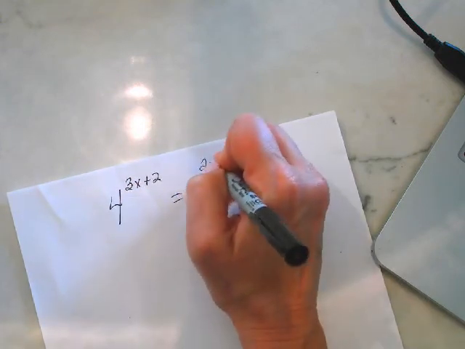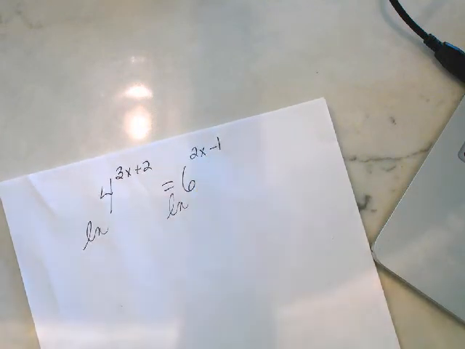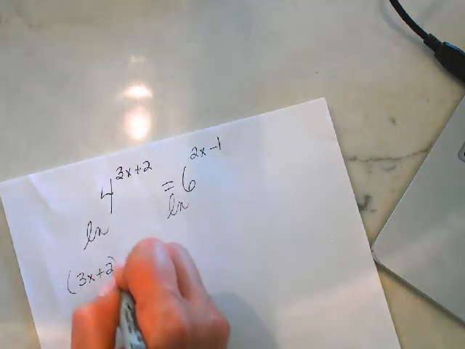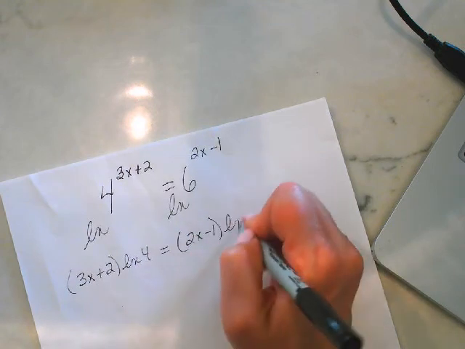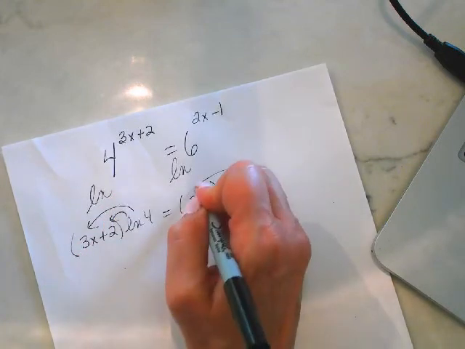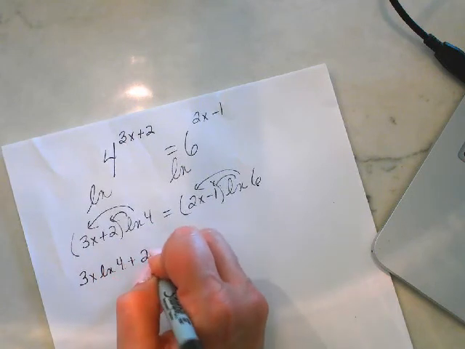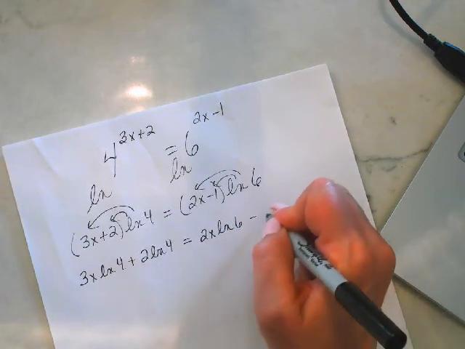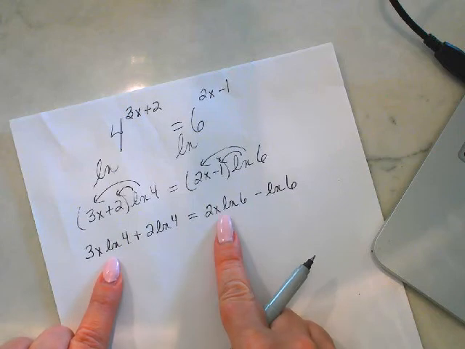4 to the 3x plus 2 equals 6 raised to the 2x minus 1. Okay, take the natural log, which is your ln, on both sides. Bring your exponent in front, so I'll get 3x plus 2 times the ln of 4 equals 2x minus 1 times the ln of 6. I'm going to distribute on both sides. 3x ln 4 plus 2 ln 4 equals 2x ln 6 minus ln 6.